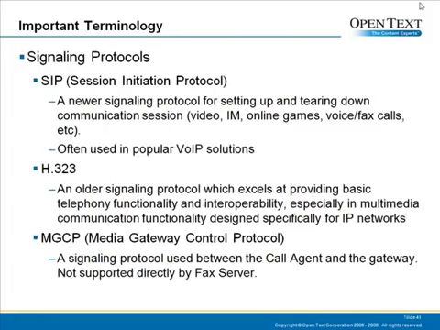There are three primary signaling protocols used in fax over IP. OpenText Fax Server supports both SIP and H.323. MGCP is typically only found between a call agent and the gateway, and it's not supported by Fax Server directly.